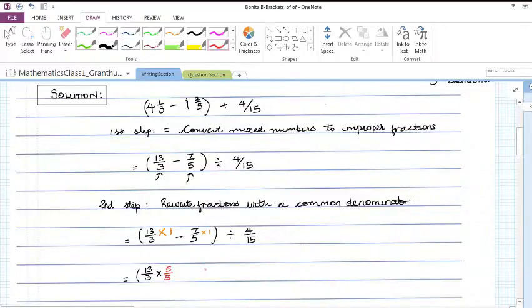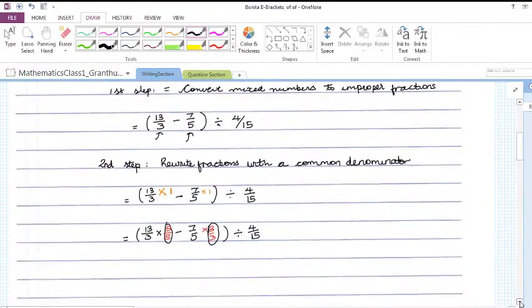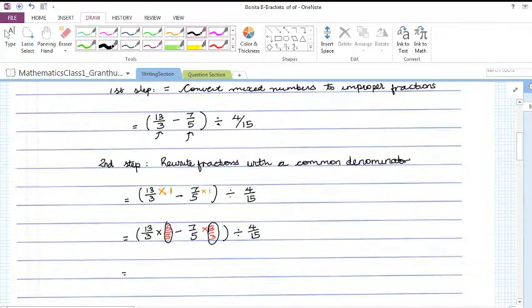And this 1 here will be 3 over 3. So I'm going to have to take away 7 over 5, and this 3 over 3 here is the same as 1. And this 5 over 5 here is the same as the one before. Now I'm going to divide that by 4 over 15. In so doing, then, I'm going to have to actually do this multiplication out.